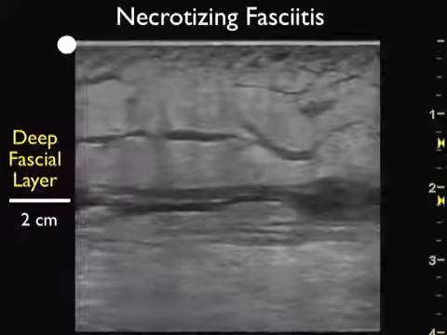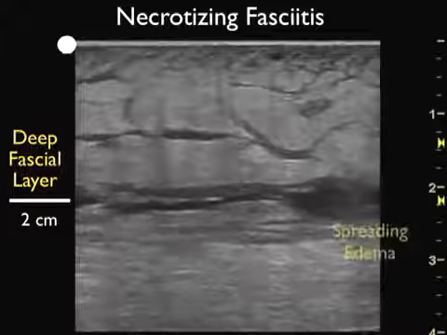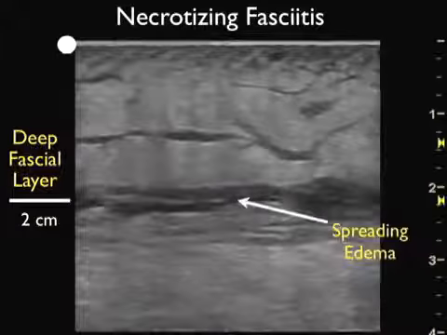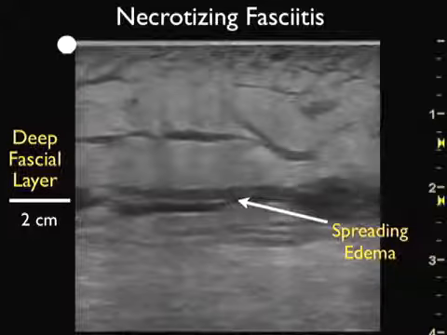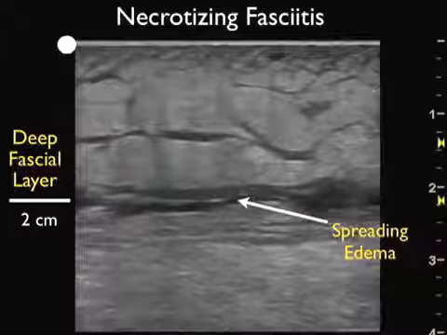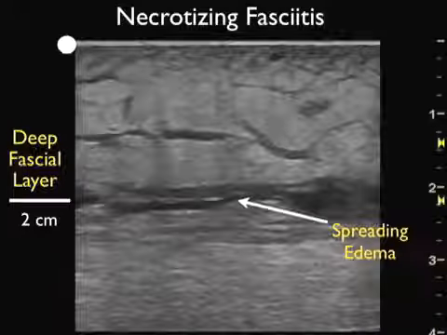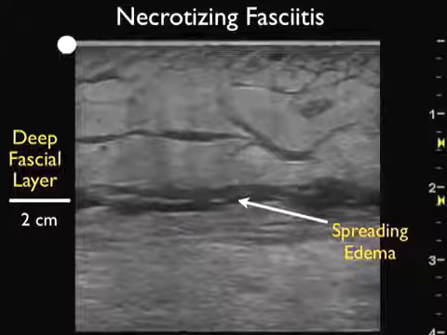Here's an interesting video clip from a patient who presented with a rapidly growing area of redness and swelling over the leg. And as we note here, we can see the deep fascial layer at about the 2 centimeter mark. Now clearly there's a cellulitis present here as the fascia above the 2 centimeter mark looks disorganized and inflamed, and we can see areas of edema throughout the fascial layer.